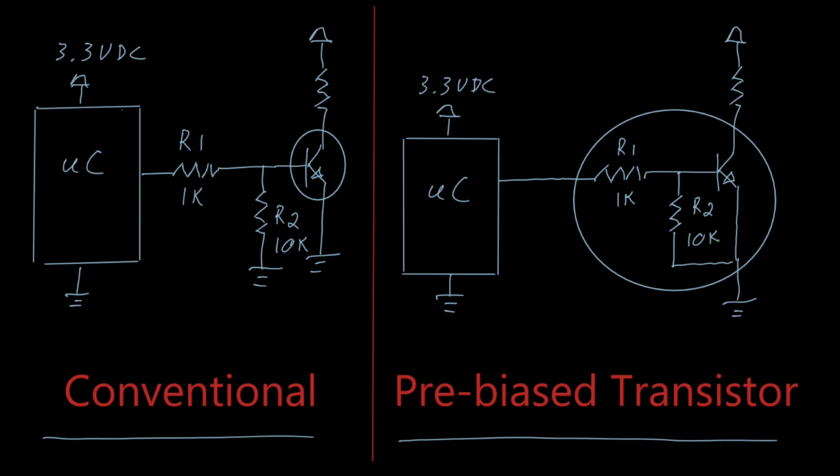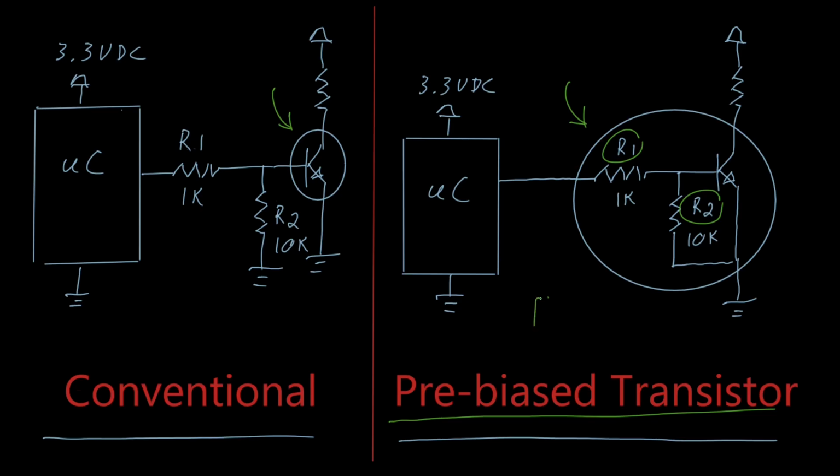The difference is in the circle. For the conventional circuit, we see that the circle encompasses only the transistor, while for the pre-biased transistor, the circle encompasses both resistors and the transistor. We could define the pre-biased transistor as having three elements inside a single case. That would include the series R1 current limiting resistor, the shunt R2 turn-off resistor, and the transistor element itself.